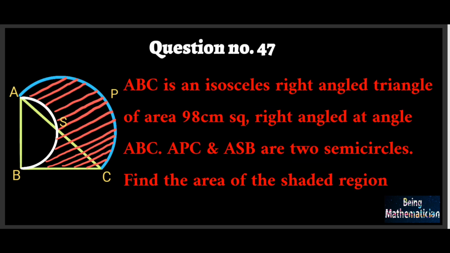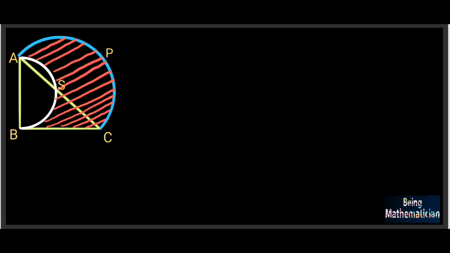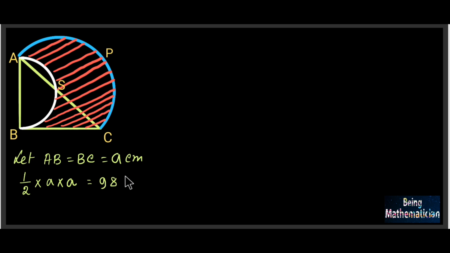Question number 47. Let AB equal to BC equal to A centimeter. So by the given condition, we can write half into A square is equal to 98, which is the area of the triangle ABC. So A square is equal to 196. So A must be 14 centimeter. So this is 14 centimeter and this is 14 centimeter.